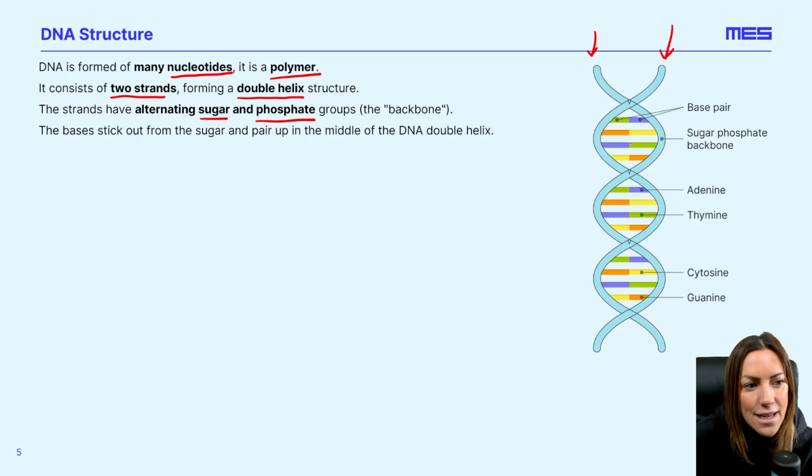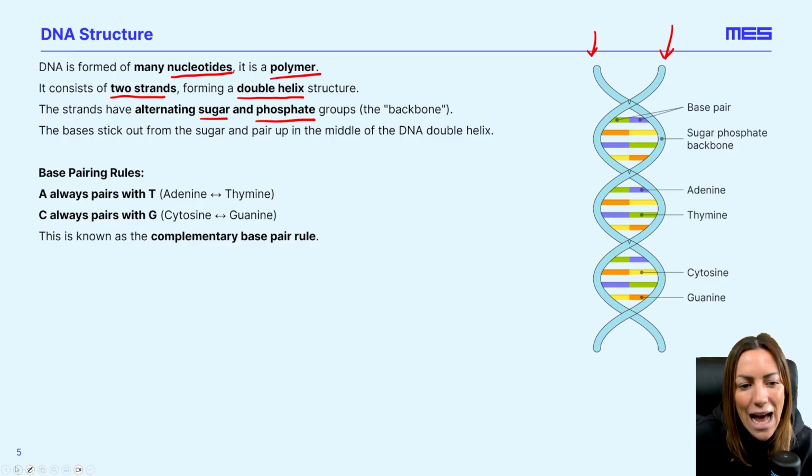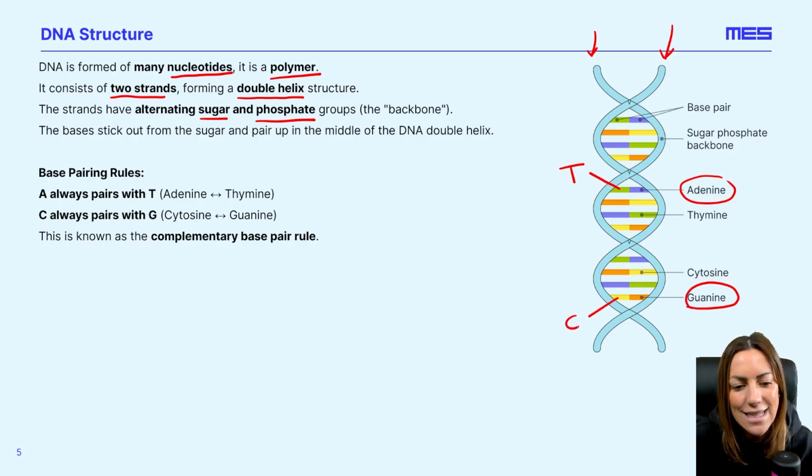And then the bases stick out and are in the middle of the 2 strands, in the middle of the double helix. Now, there is a base pair rule that we should know. So the bases pair up in the middle, as you can see here, but an A base, which stands for adenine, always pairs with a T base, which stands for thymine. So adenine and thymine are always together, and a G base, which you can see here, always pairs with a C base. So guanine and cytosine are always together. This is known as the complementary base pair rule.